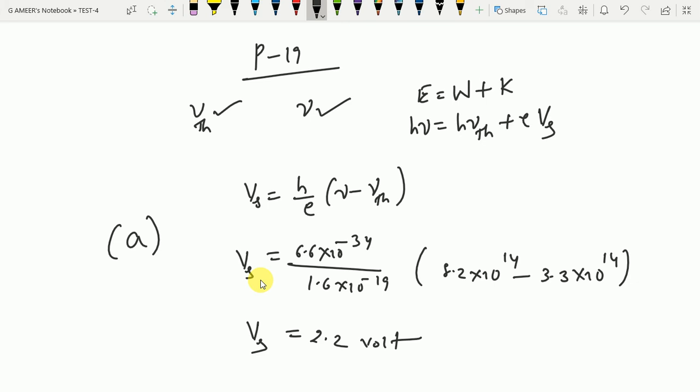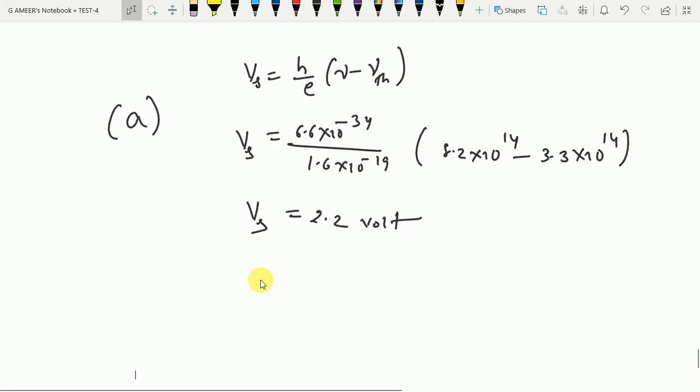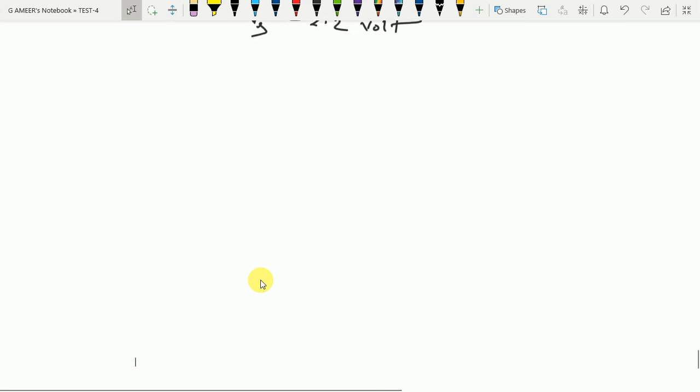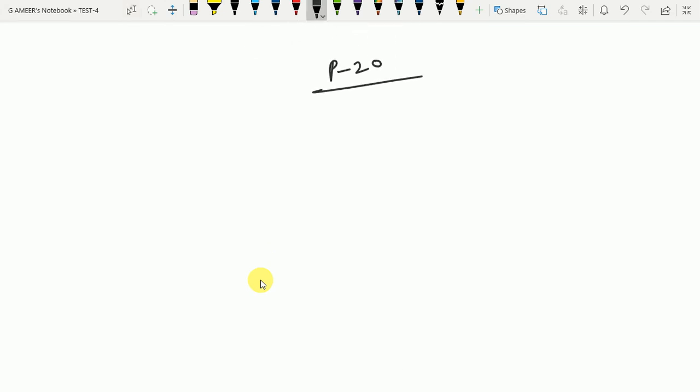Okay, so let us go for the P20 problem. The P20 problem is as follows. In the photoelectric effect, the stopping potential for a light of frequency nu1 is V1. If the light is replaced by another having a frequency nu2, then the stopping potential will be?